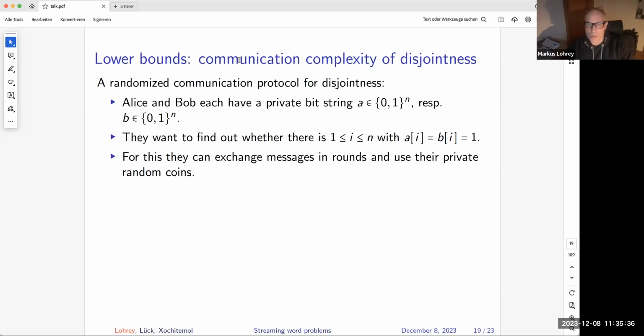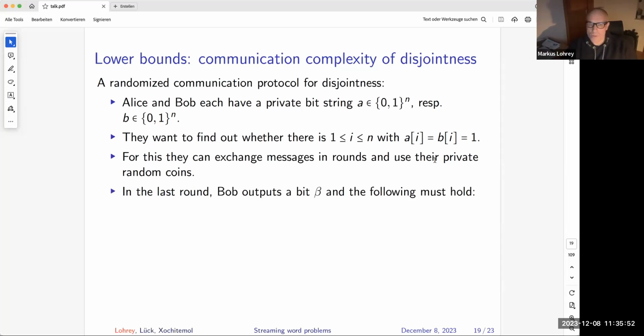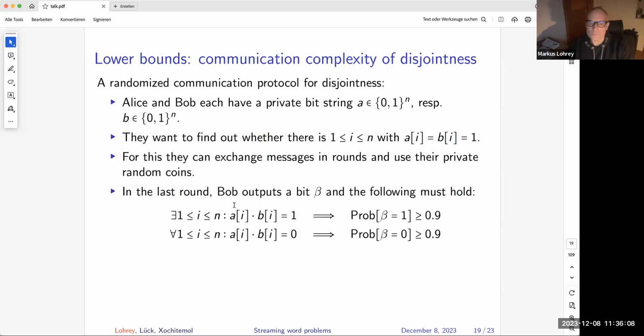Moreover, since we talk here about a randomized communication protocol, both Alice and Bob can use their private random coins. They can use randomness. They can make random decisions. And at the end, in the last round, Bob outputs a bit, I call it beta, one bit. That's the output of the protocol. You could also require that Alice gives the output, that doesn't matter.